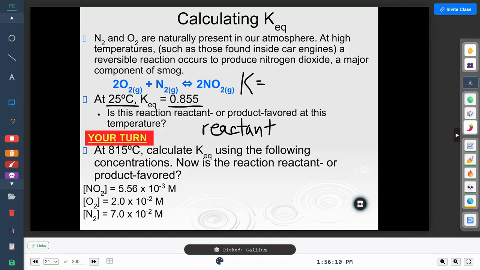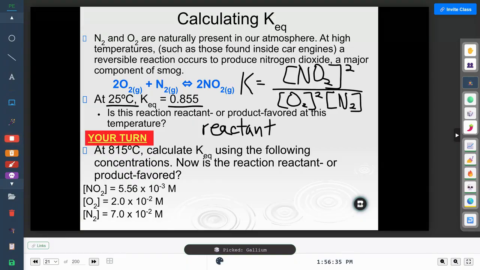2 or brackets. NO, 2. Good. And then end brackets 2. Good. Over O2 or brackets O2. Good. Squared. And then N2. Excellent. Did you check to make sure they were all gases or aqueous? I did not, but now I'm checking. And they are, right? Good job.